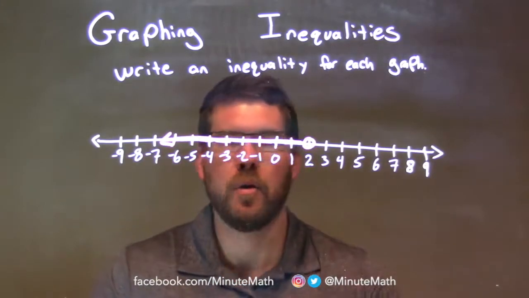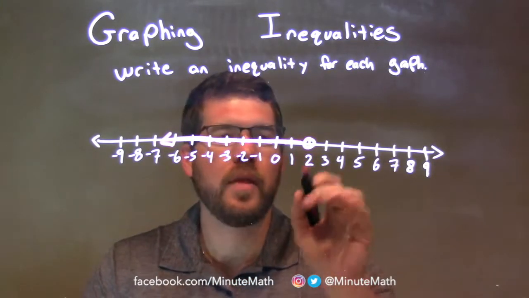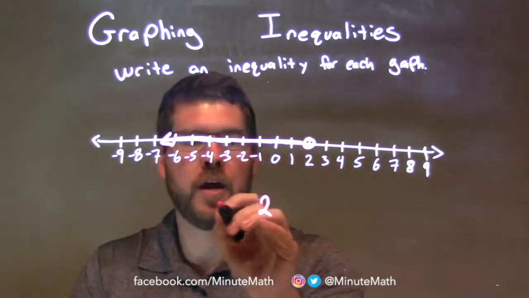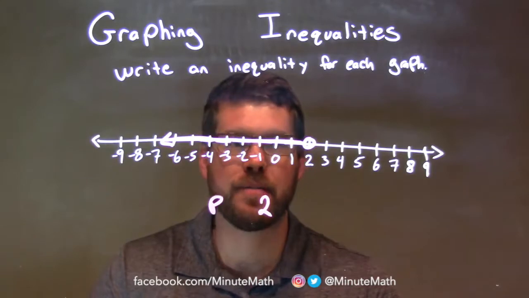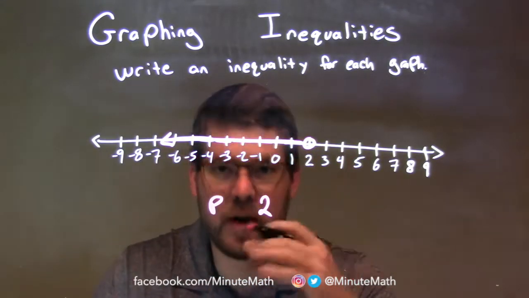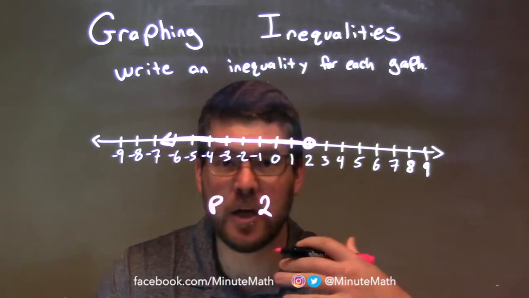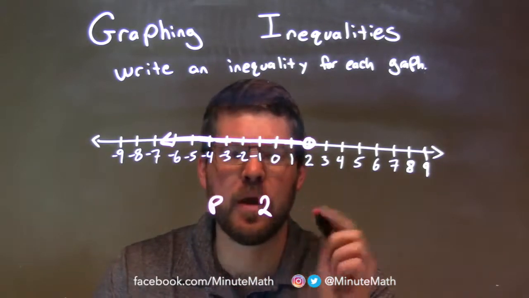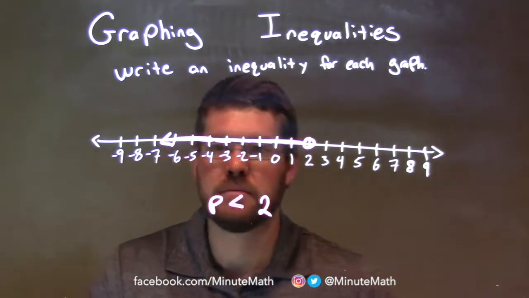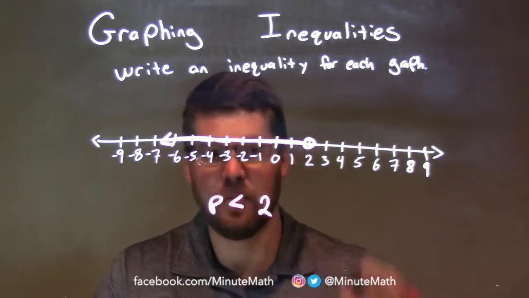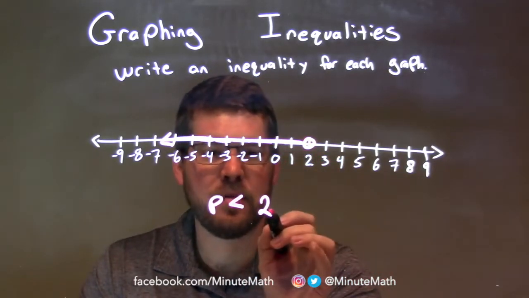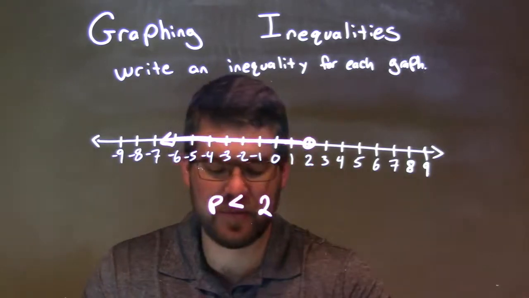Okay. So I have my graph right here. One thing I noticed, I have an open circle at 2. So I put 2 down here, and let's pick the variable p to represent our graph here. So open circle at 2 means it's either a less than sign or greater than sign. There's nothing that's equal to, because it's not equal to 2. Since the shading is to the left of 2, we say p is less than 2. And that's basically it. We have an open circle, so p is not equal to 2, and less than shaded to the left.